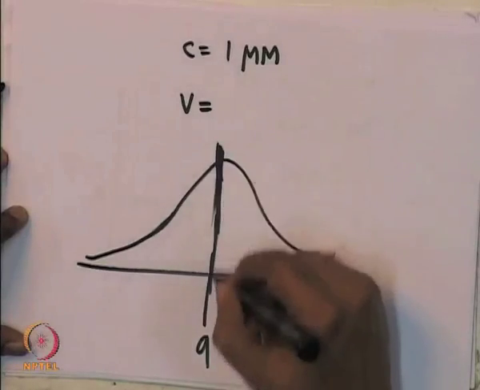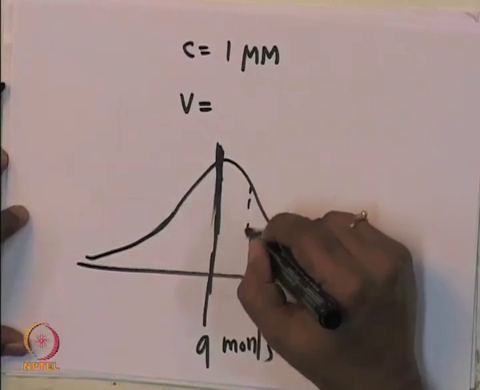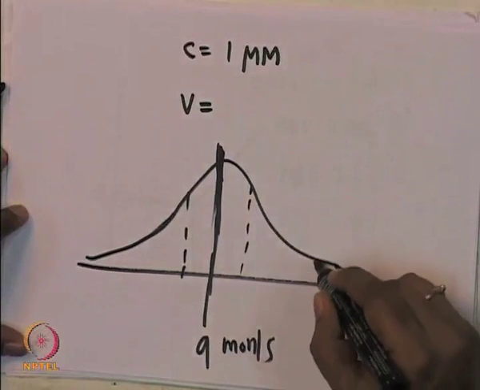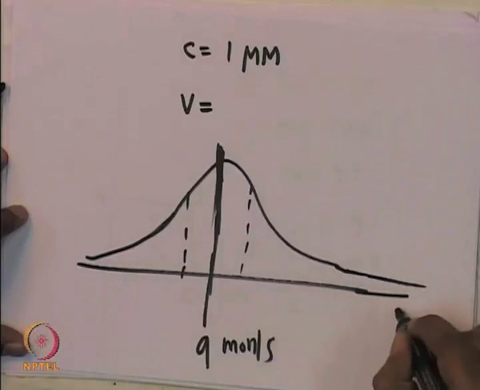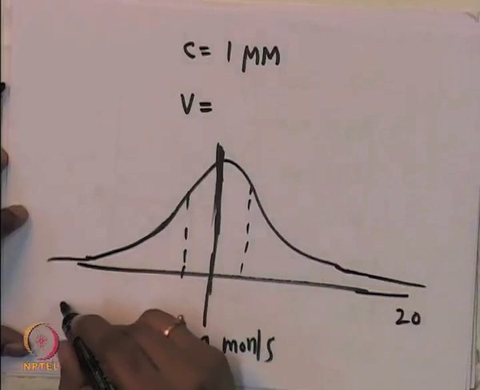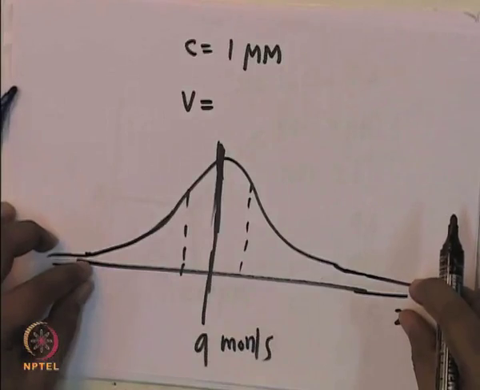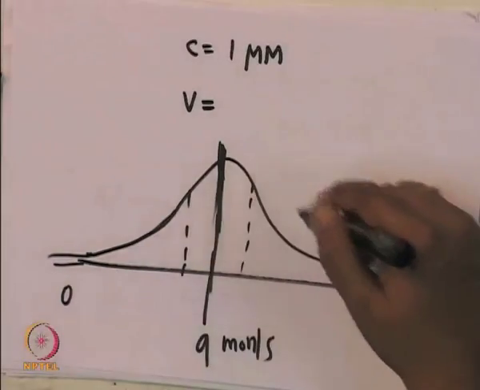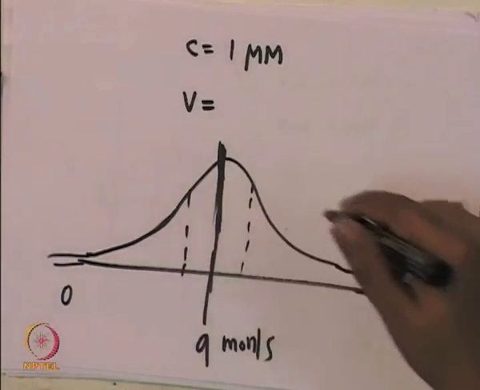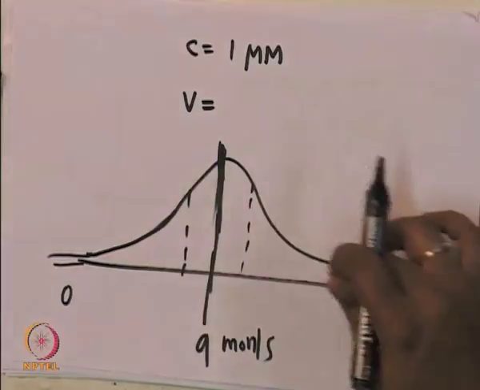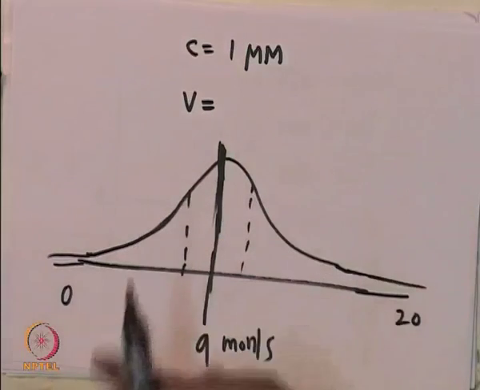Most of the time you will get 9, some of the time you will get 9.1, some of the time you will get 9.2. So the probability of getting 20, or the probability of getting 0, is very small. We just said that you can imagine that the values will have a normal distribution like this around 9.